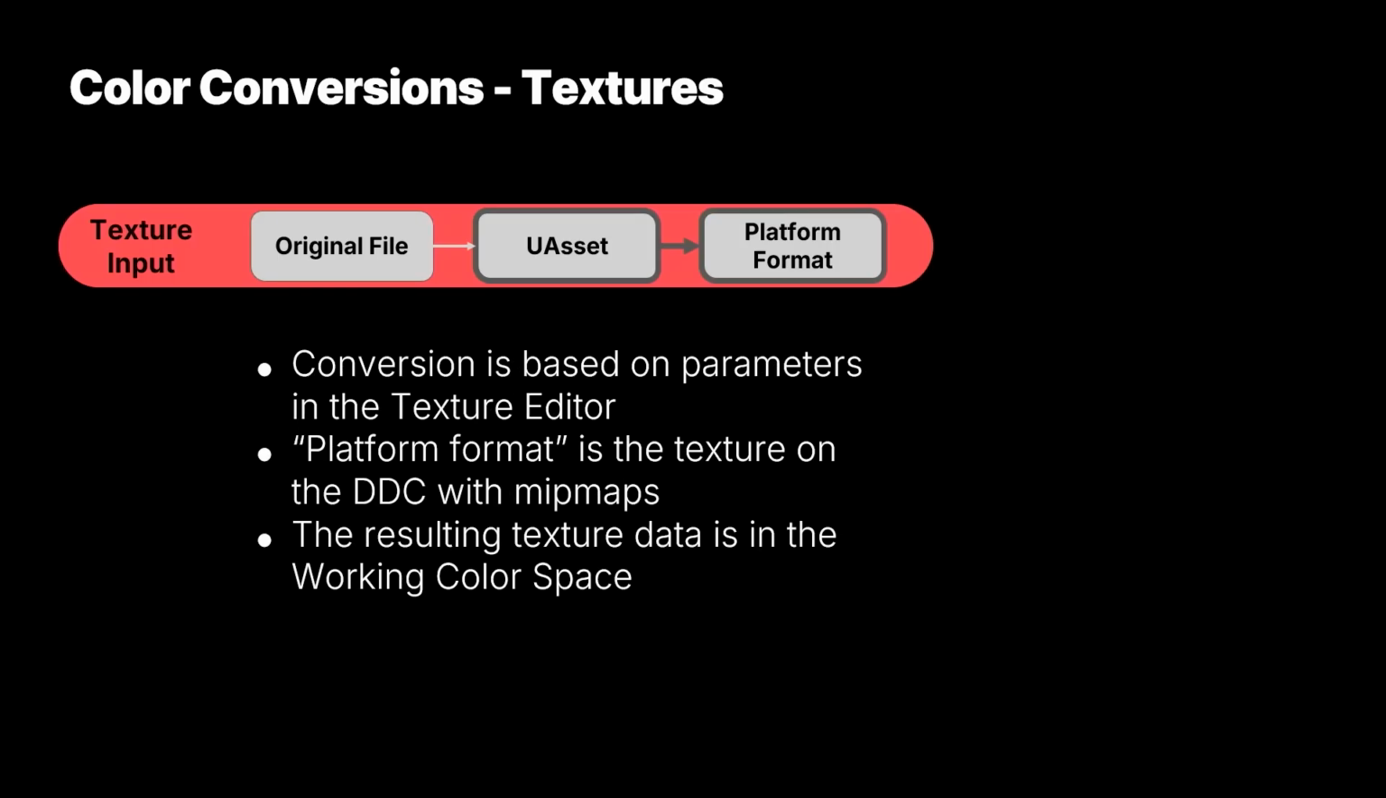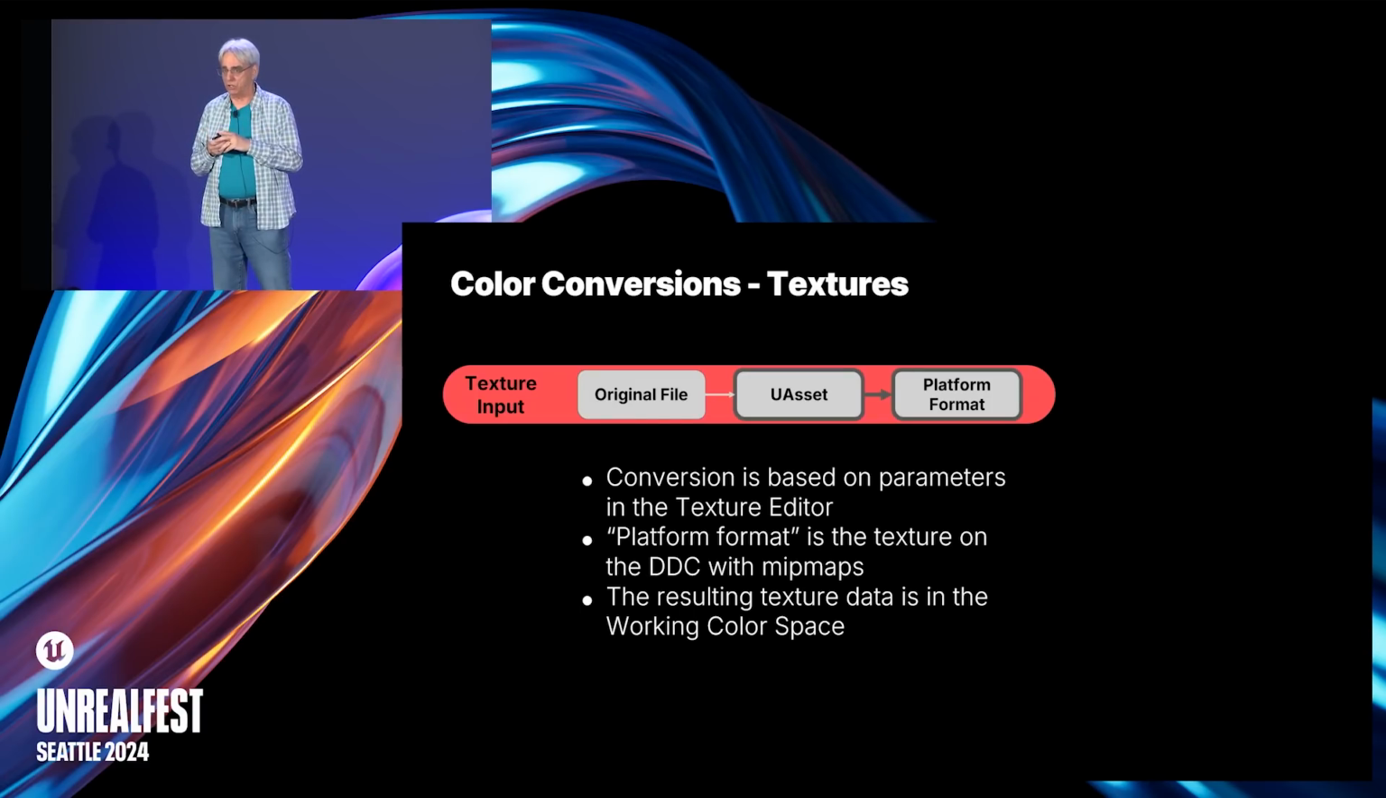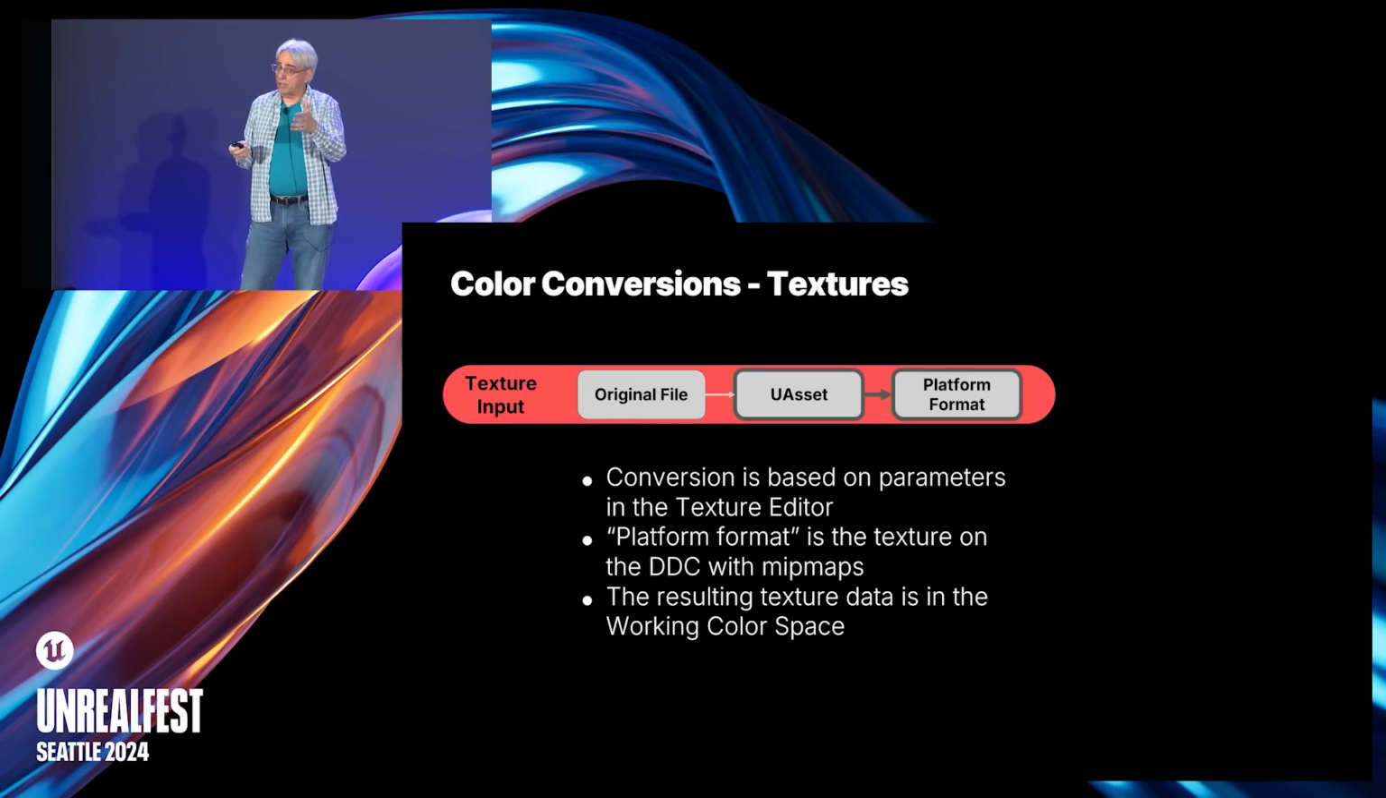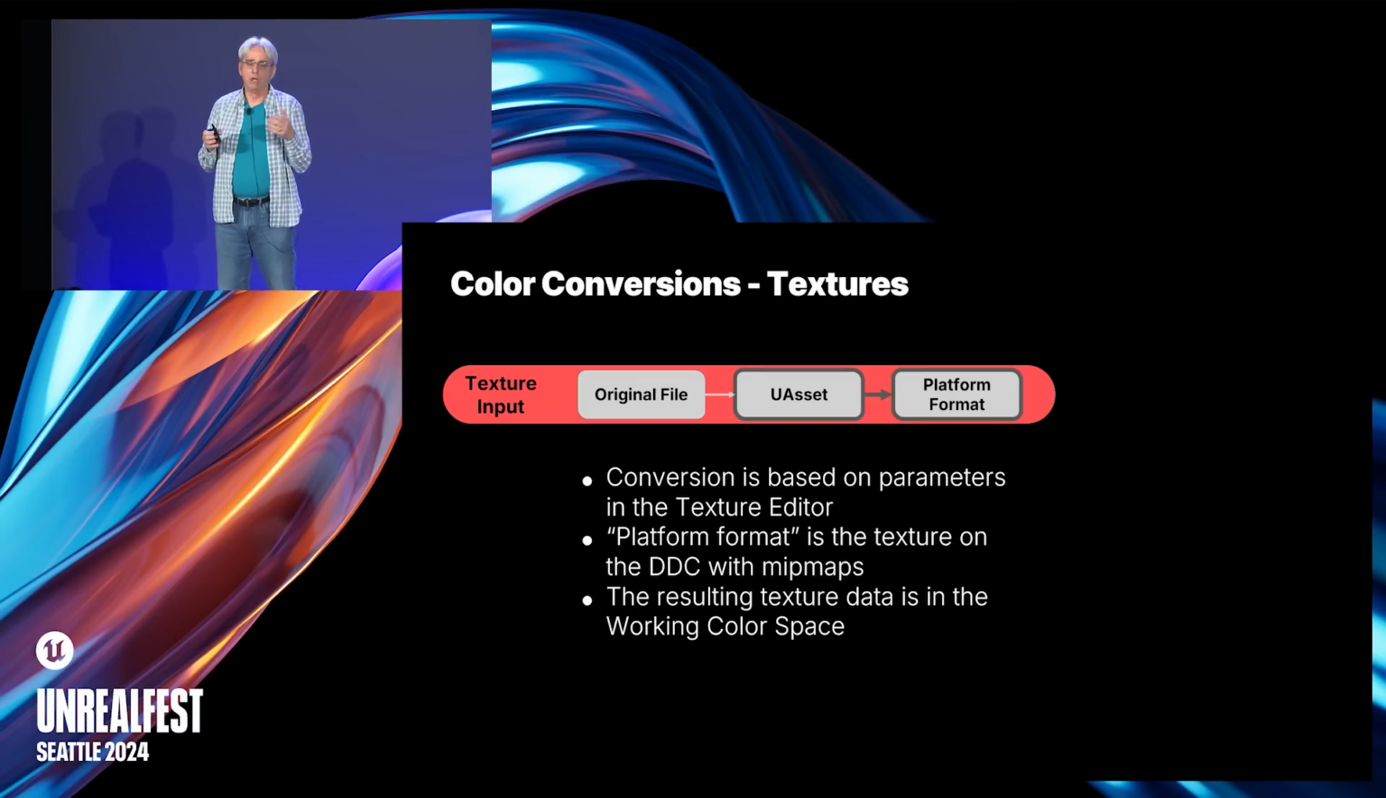Now, the reason we have that step is because when you go into the texture editor and start messing around and making different versions of the thing that's going to go on the GPU, we have to go back to the U asset all the time to re-encode that. And so those conversions happen quite often whenever you make changes to those parameters. The other thing is that your original data probably doesn't have mipmaps, but you want them for your texture sampling, so the mipmap calculation happens here too. And our final goal is that all of our data inside the engine is in the working color space, so that conversion happens here too.